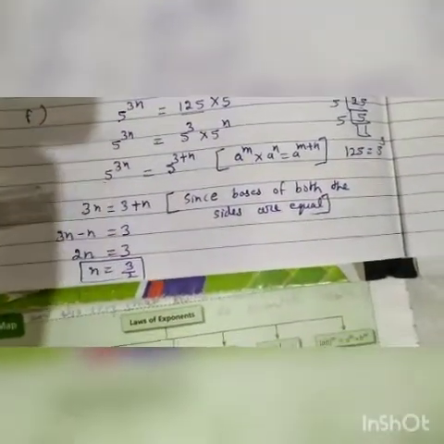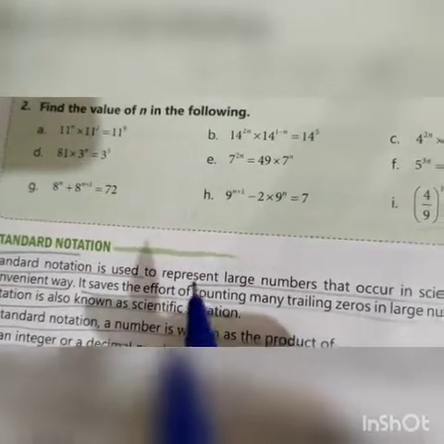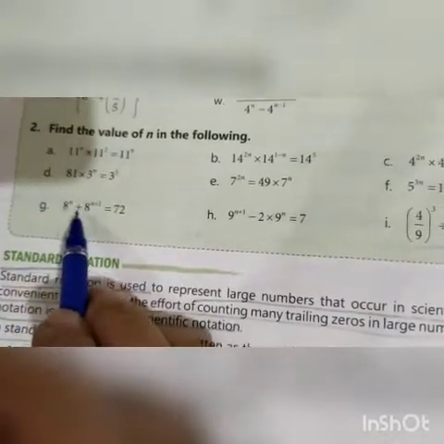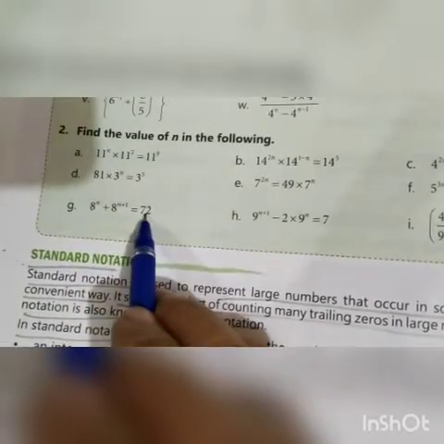Come to the next part, G. G part. 8 power n plus 8 power n plus 1 equal 72.